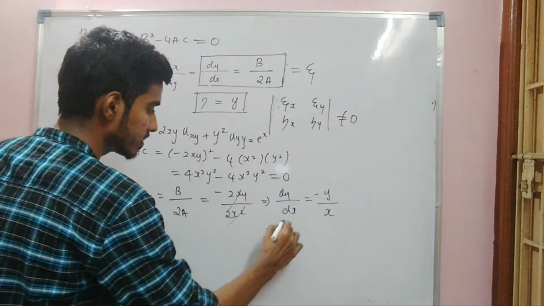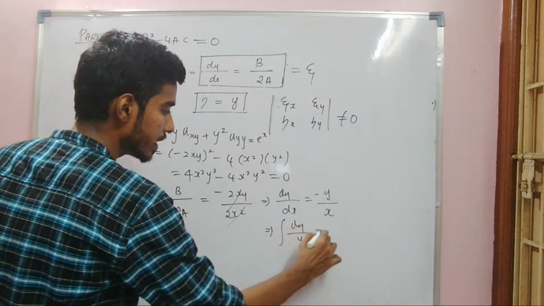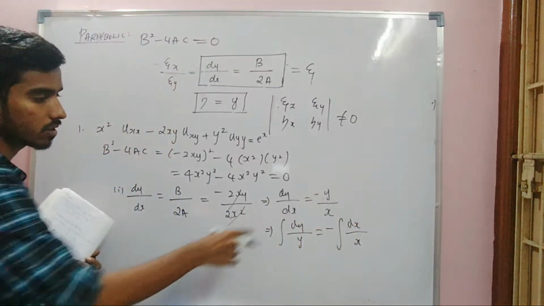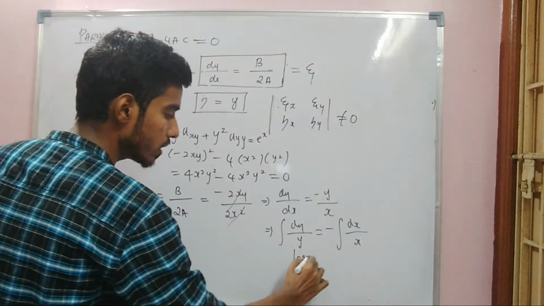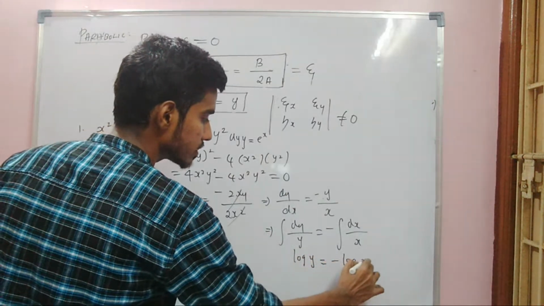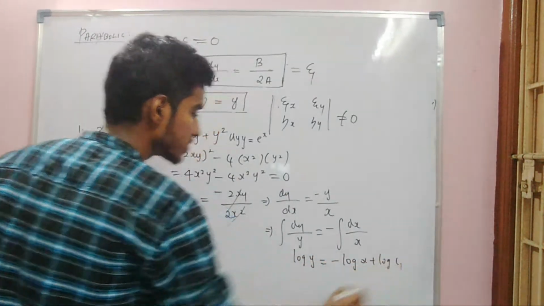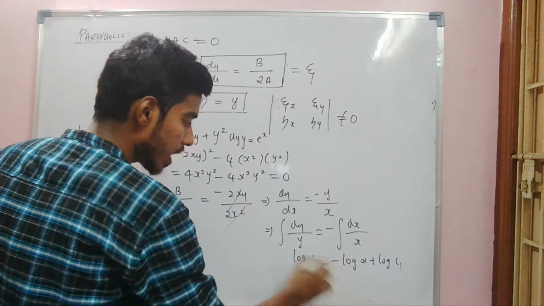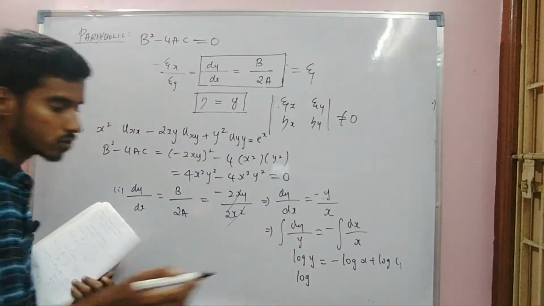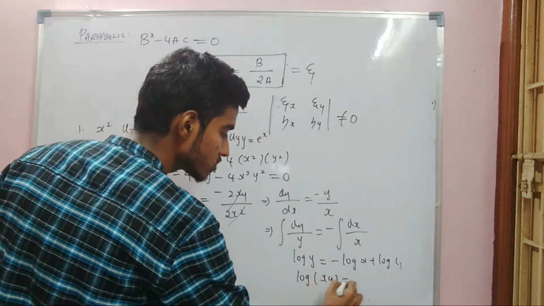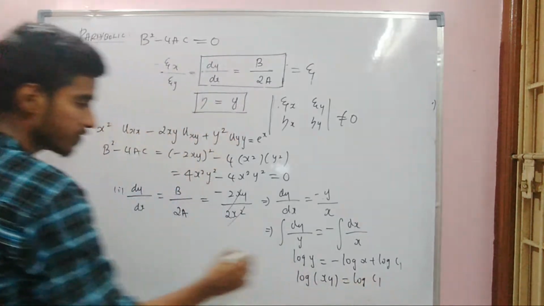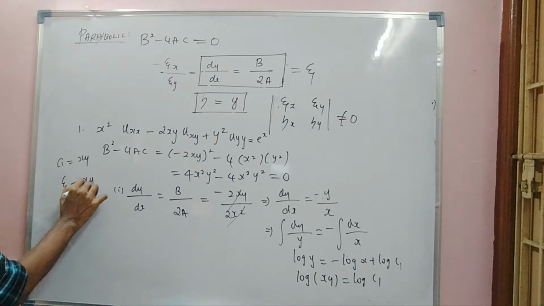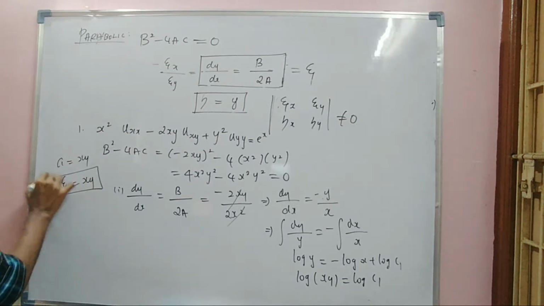So you can integrate this, right? So integral dy by y minus integral dx by x. So this is log y is equal to minus log x plus log c1. So I can bring log x to this side, we will have log x plus log y. So log x plus log y is log xy is equal to log c1. Therefore c1 is equal to xy. That means theta is equal to xy.